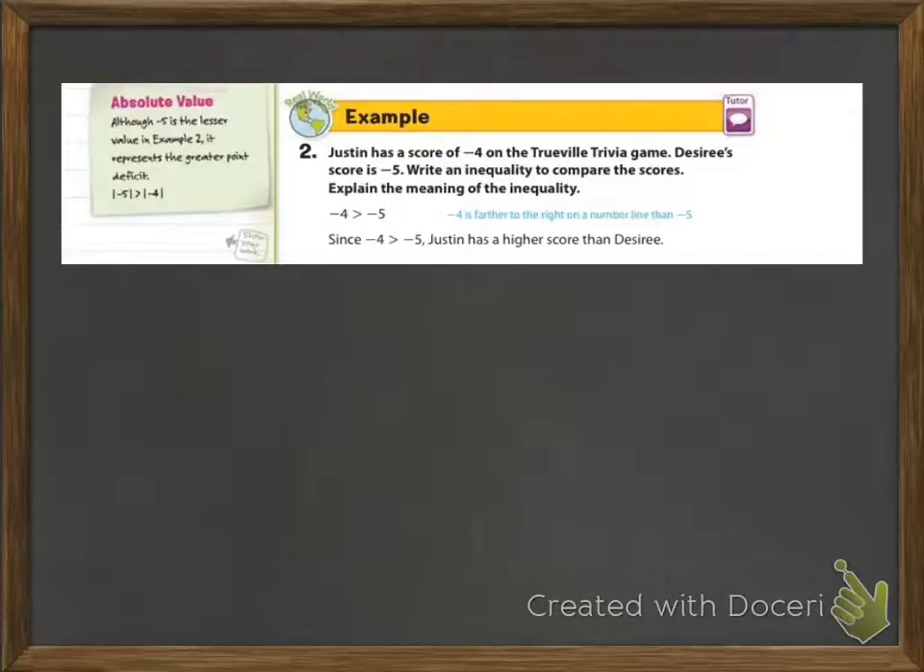Number 2, Justin has a score of negative 4 on the Trueville trivia game. Desiree's score is negative 5. Write an inequality to compare the scores and explain the meaning of the inequality. Okay, so here's the deal. The first integer we see is negative 4, so you simply write negative 4. The second integer we see is negative 5, so we're going to write negative 5 right next to it like I did here. It says to write an inequality to compare them.